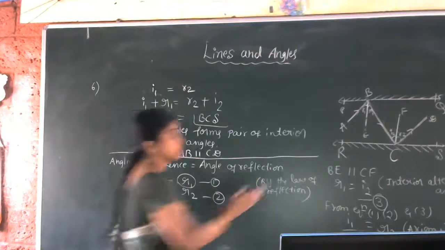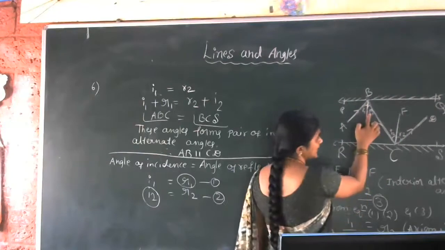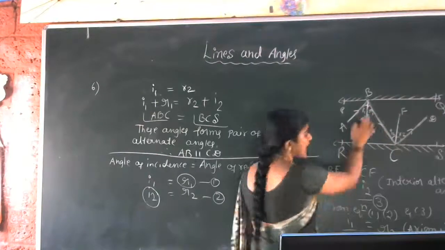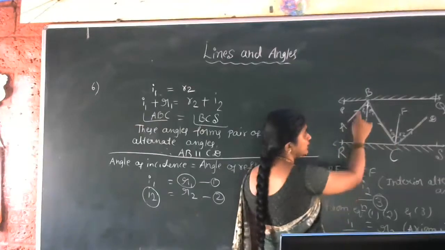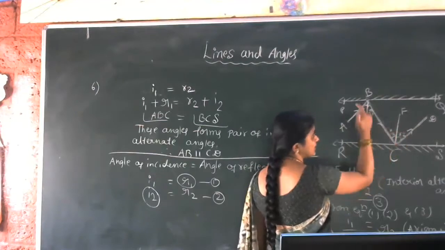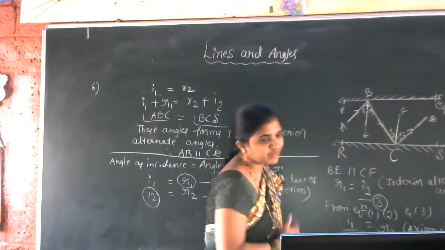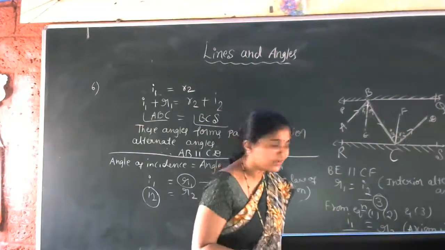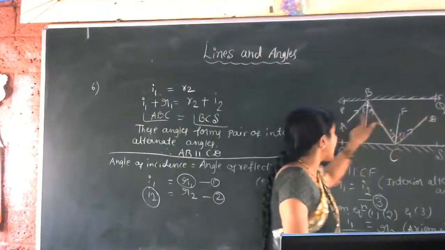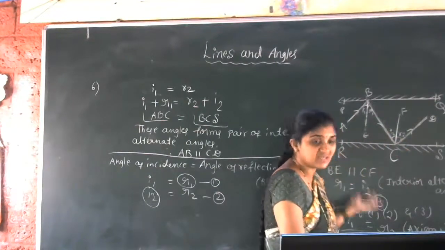Next, we know that line BE is parallel to line CF. According to that condition, by interior alternate angles, R1 is equal to I2. Already we know that I1 equals R1 and I2 equals R2. Since R1 and I2 are equal, according to the axiom, I1 is also equal to R2. If equals are added to equals, then wholes are equal. So I1 plus R1 is equal to I2 plus R2.